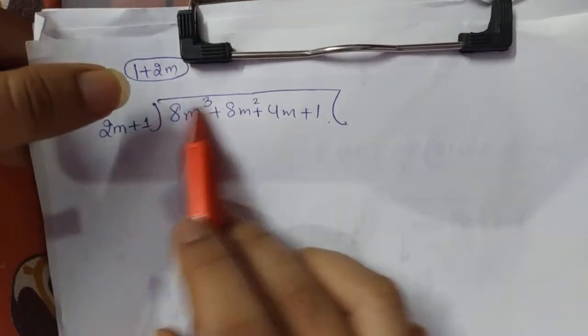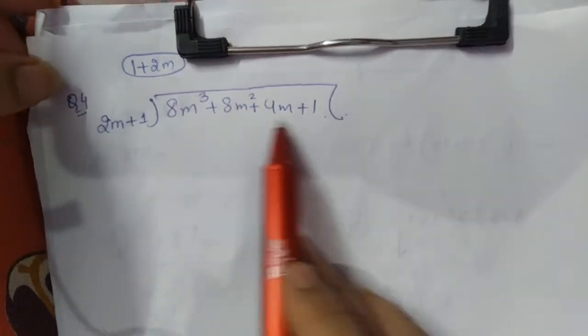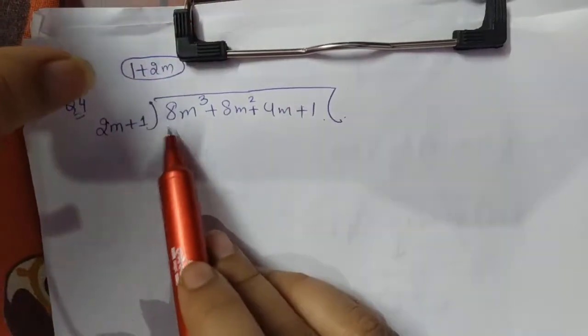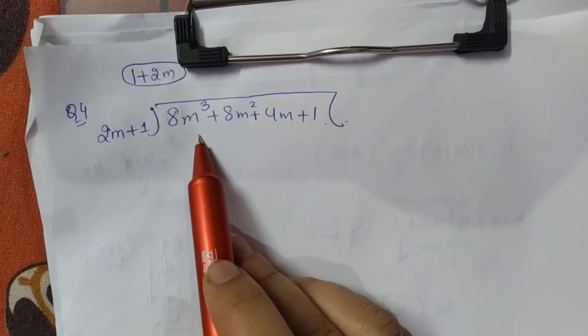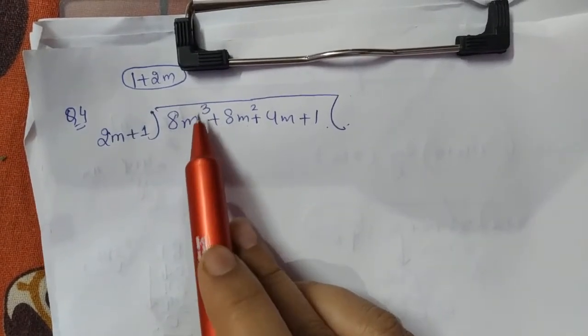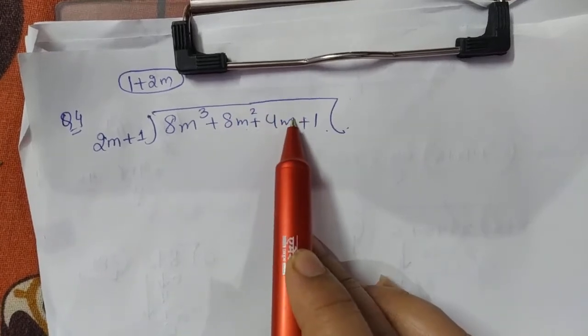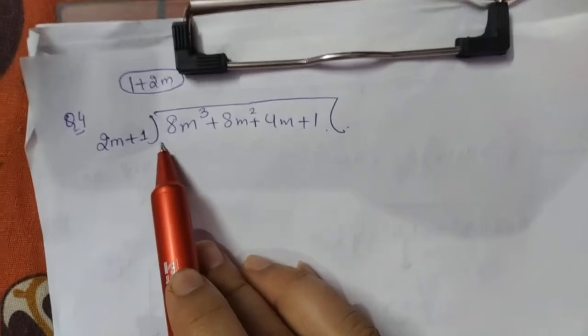Now when I'm arranging the terms, please make sure one thing very very clear, that the terms should be arranged in the decreasing order of the variable. That means first that term should be arranged which is having the highest power. Like 8m cube is arranged first, then m square, then from m square to m, and last should be your constant.